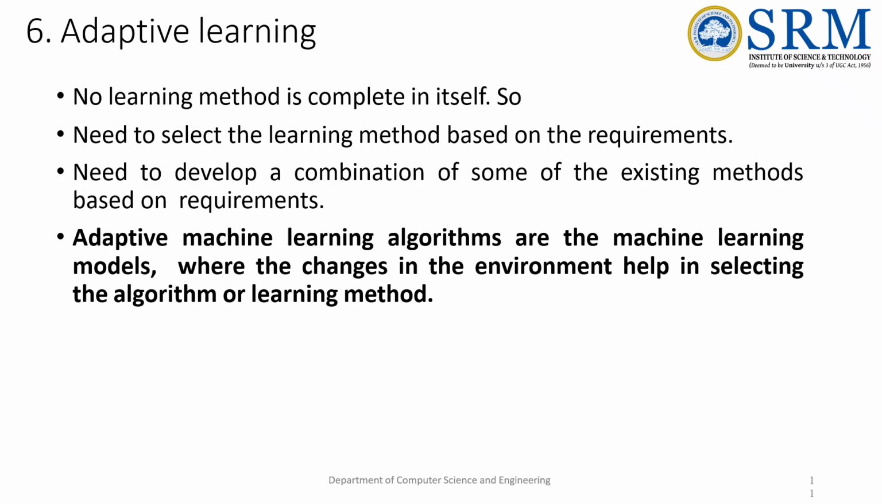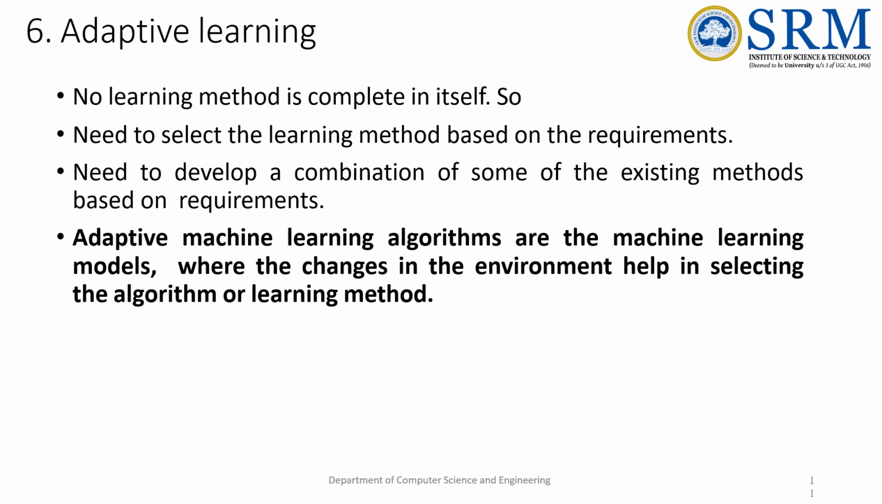Apart from it, there are different types of adaptive learning: supervised adaptive learning, unsupervised adaptive learning, reinforcement adaptive learning, and online learning. Supervised adaptive learning uses labeled data and updates the model continuously. An example is student performance prediction. Unsupervised adaptive learning learns patterns without labels. An example is customer segmentation.